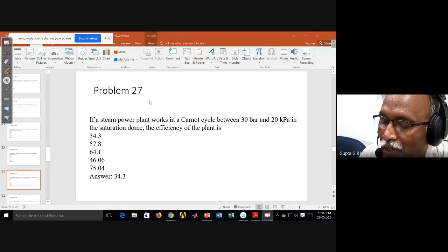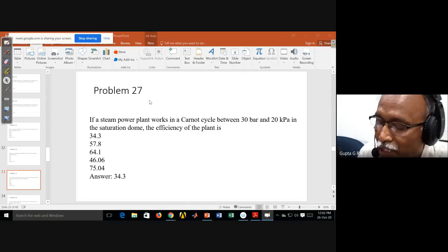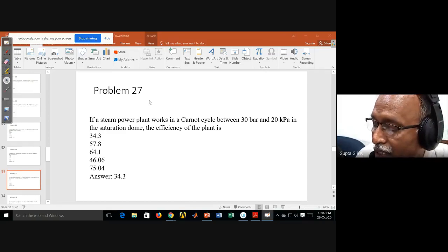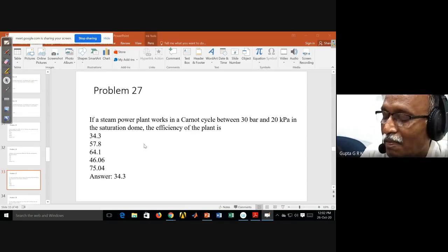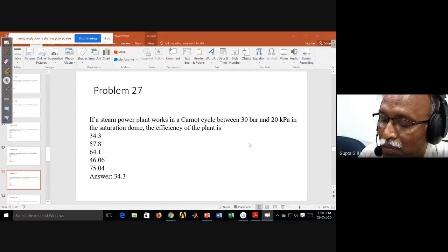Then coming to 27. So if a steam power plant works, I think similar problems are there, 3-4 problems. If a steam power plant works in a Carnot cycle between 30 bar and 20 kilopascal in the saturation dome, the efficiency of the plant is. So what we have to do here, because it is a Carnot cycle, and this is working in the dome.